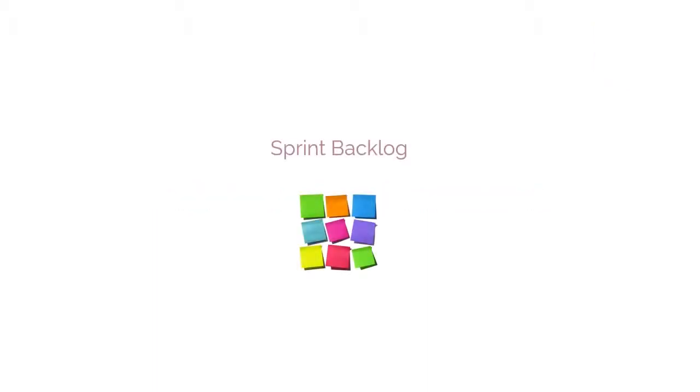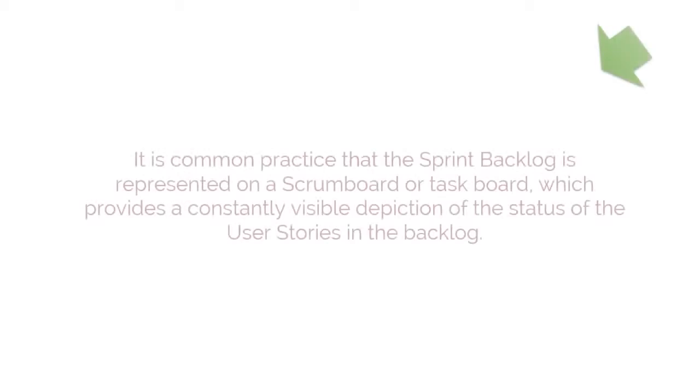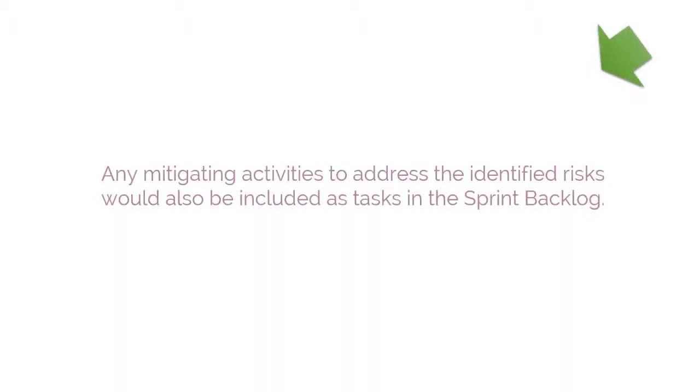Let's look at Sprint Backlog. It is a list of tasks to be executed by the Scrum team in the upcoming sprint. It is common practice that the Sprint Backlog is represented on a Scrum board or task board, which provides a constantly visible depiction of the status of the user stories in the backlog. Also included in the Sprint Backlog are risks associated with the various tasks. Any mitigating activities to address the identified risks would also be included as tasks in the Sprint Backlog.